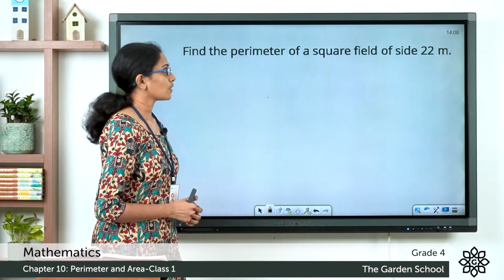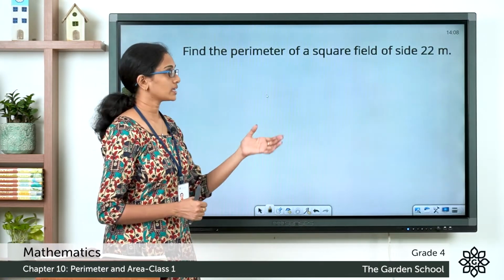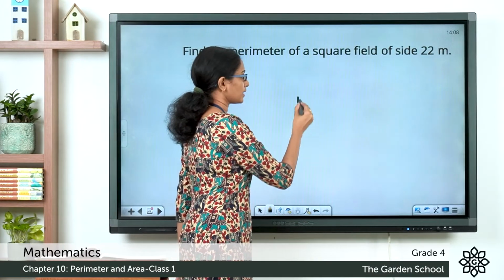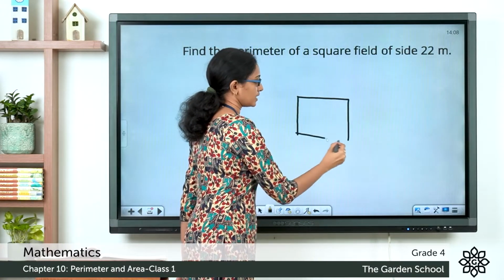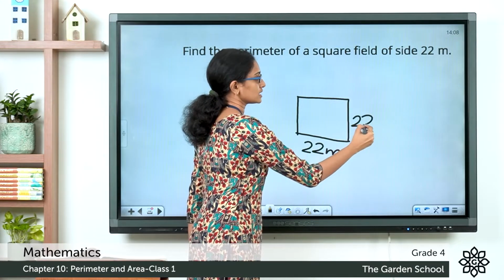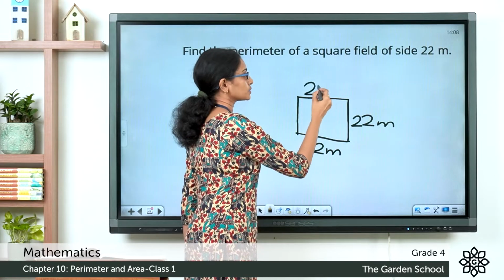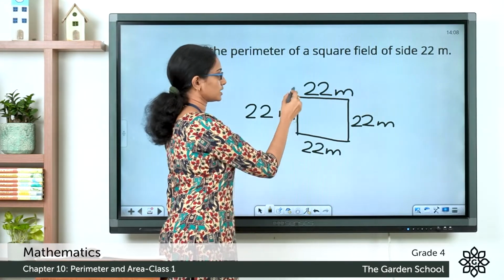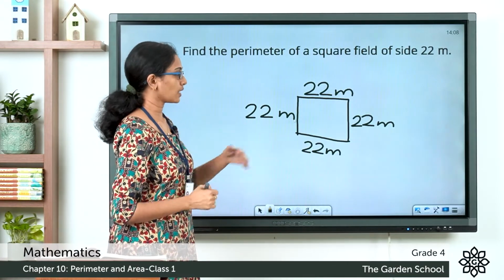Find the perimeter of a square field of side 22 meter. So what is mentioned here? We have a square field. Let this be that field and it has got the sides 22 meters. So since it is a square, all its sides will be of the same length. So that it is 22 meter on all the sides. Let this be a square.